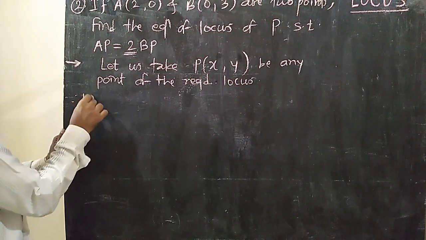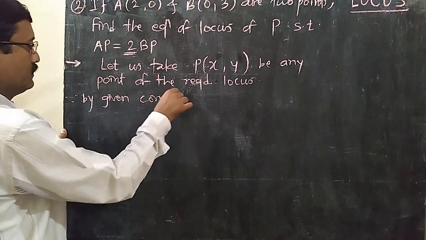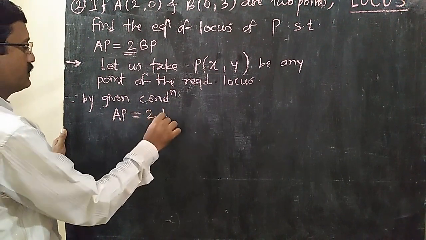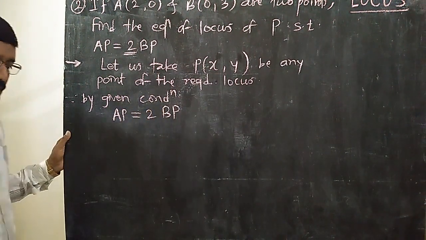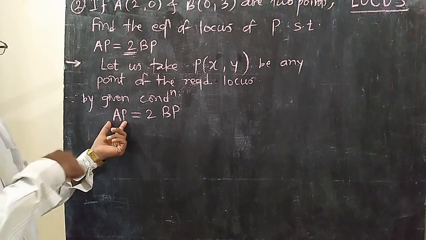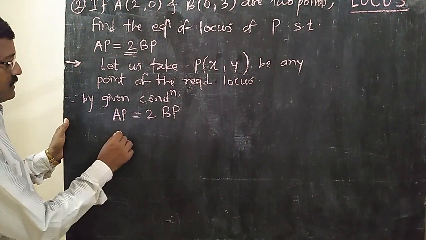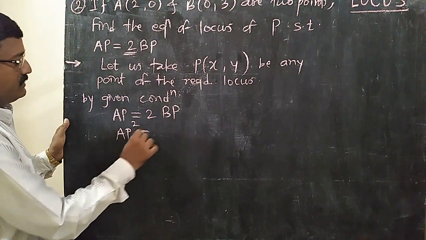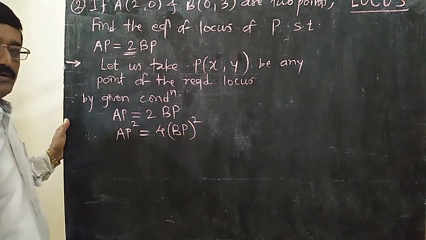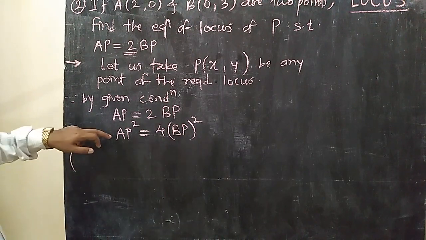Therefore, by the given condition, AP is equal to twice DB. In the previous example, we used the distance formula in the form of a root. Now, to avoid that root, we can take squares of both sides. So we get AP square is equal to 4 times BP square, and we can write the distance formula as AP square without the root.